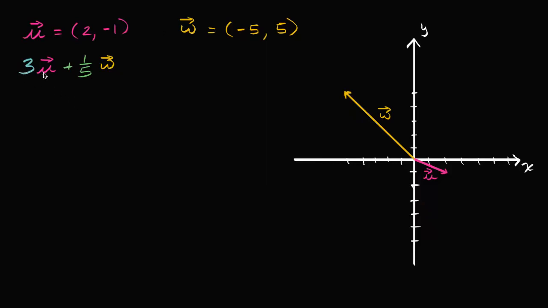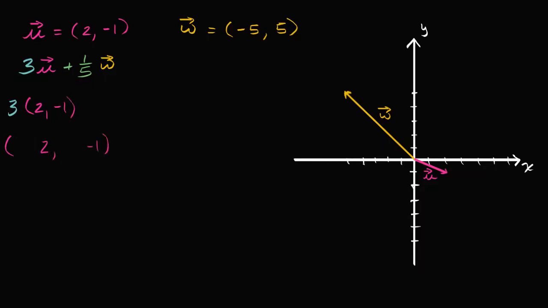So we're going to scale up vector u by 3. We're going to scale down vector w. We're going to multiply it by 1/5, and then we're going to add the resulting vectors. So let's do that. So when we scale vector u by 3, we could just view this as 3 times vector u, we know, is a vector (2, -1). And so that's going to be, we could write it this way.